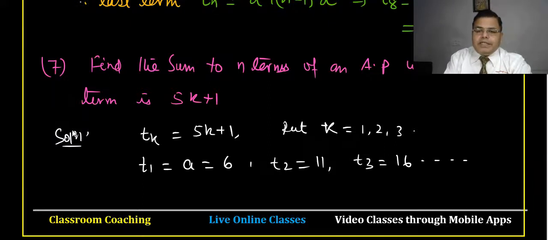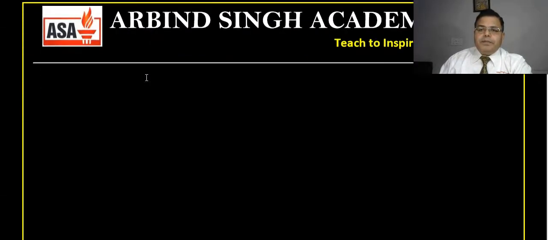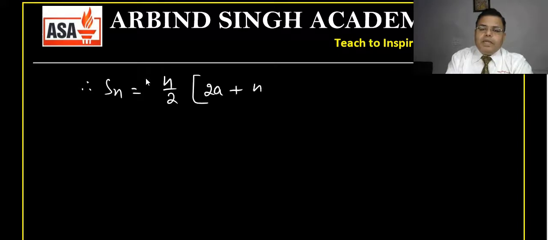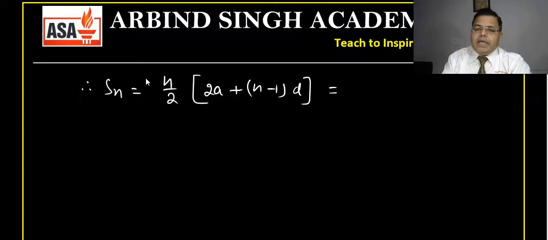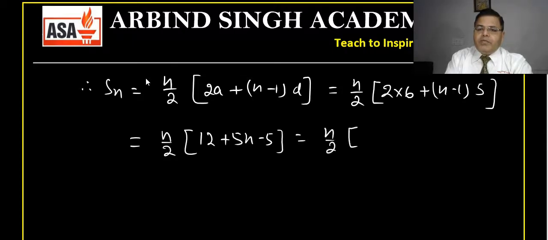So here a is 6 and d is what? Therefore d is T2 minus T1, that is 11 minus 6 is 5. Now we have to find the sum of first n terms. So Sn is equal to n by 2, 2a plus n minus 1 into d. So that will be n by 2, 2 into 6 plus n minus 1 and d is 5. So n by 2, 12 plus 5n minus 5, that will be n by 2, 5n plus 7, and that will be the answer of this question.